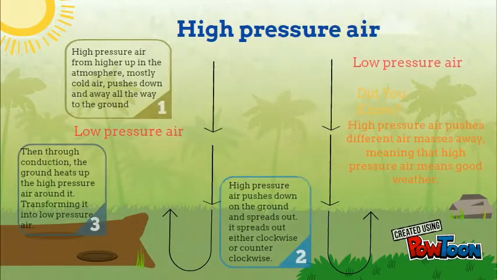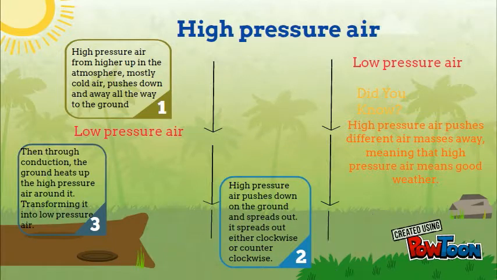High pressure air. High pressure from higher up in the atmosphere pushes down, and then it pushes down and away from the ground. And then through conduction, it heats up and then starts to rise up.